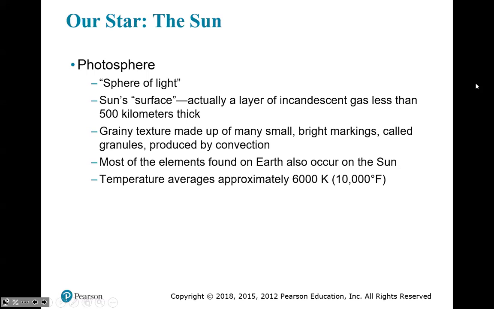And pretty much all the elements that are found on Earth occur in the sun. We've observed basically every element that occurs on Earth. I mean, there's probably some exceptions there, but they're things we create artificially. But basically everything we find on Earth, we find in the sun. And the temperature of the photosphere, the surface, is around 6,000 Kelvin, which is around 10,000 degrees Fahrenheit. And so it glows white hot and generates the light we see.